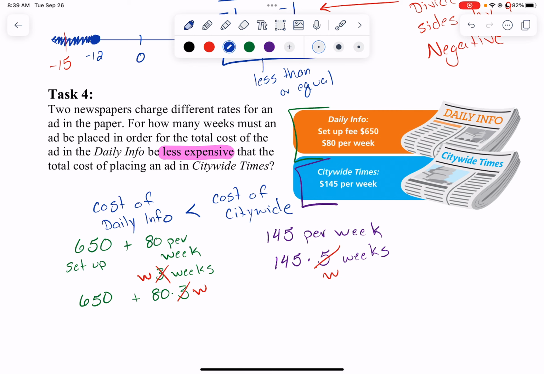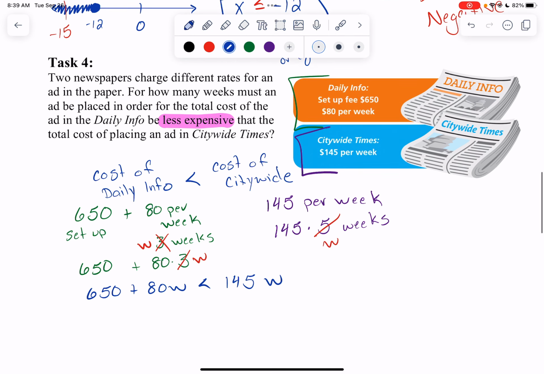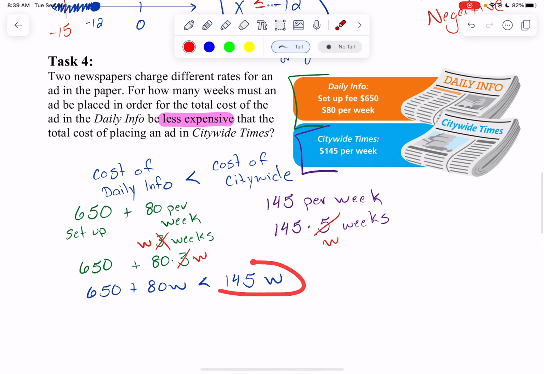My cost of Daily Info is $650 plus 80W. And I want to know, when is that going to be less than 145 times W? How many weeks would I have to run it for the cost of Daily Info to be less? Because just by looking, 1 week at Citywide is going to be way cheaper because it's only $145, as opposed to this one, which is $650 plus the 80 for just 1 week. Okay, so as of right now, Citywide's cheaper. So when is the cost of Daily going to be cheaper? It will eventually, because you're getting charged less per week.